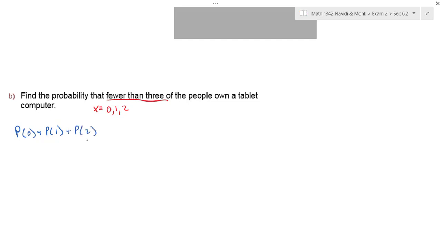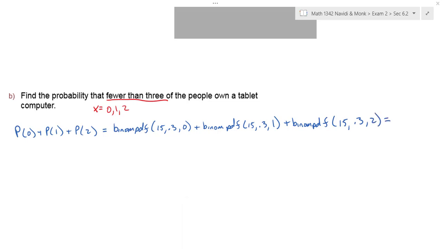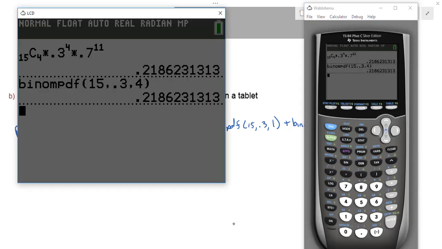I could expand this out by hand using the binomial PDF, where n is 15, p is 0.3, x is 0, plus the binomial PDF for n equals 15, p equals 0.3, and x equals 1, plus the binomial PDF for n equals 15, p equals 0.3, and x equals 2. And how would I put that in the calculator? I'm glad you asked. You just put it all in.